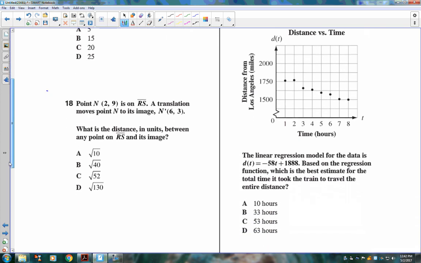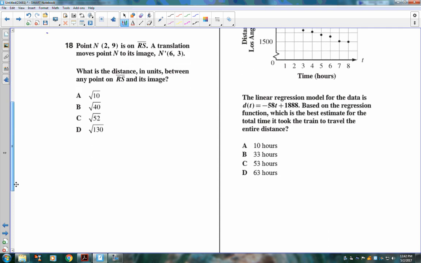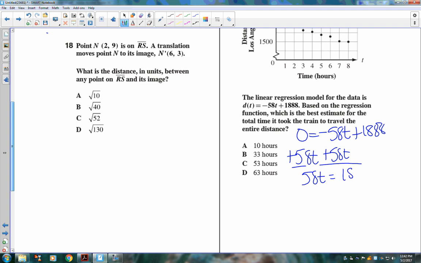Okay, so the train will reach its destination when the distance is 0. So you're going to set this equal to 0 and solve. So I'm going to add the 58t to each side. And I have 58t equals 188. And then divide by 58. And you get about 3.24, which is about 3.